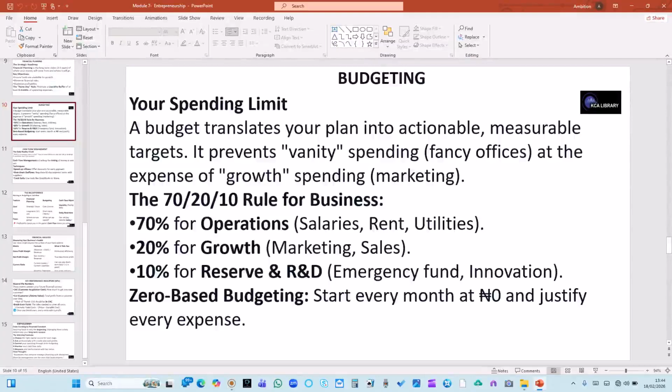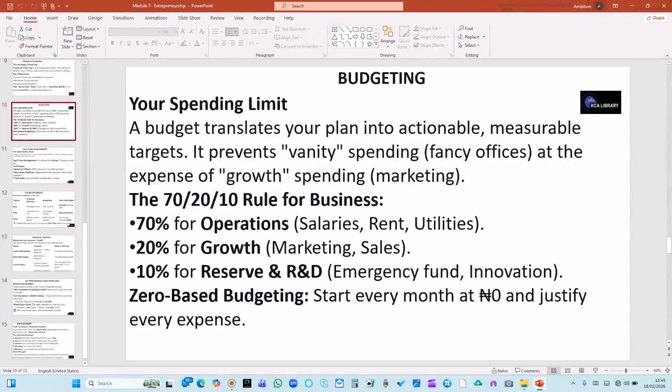The rule for budgeting is usually the 70-20-10 rule for business. That is 70% for operation, which is used for payment of salary, rent, and utilities. 20% for growth, which is invested in marketing and sales. Then 10% for reserve, which is reserved for emergency fund, research and development, and innovation.